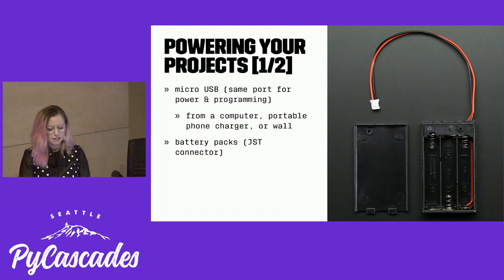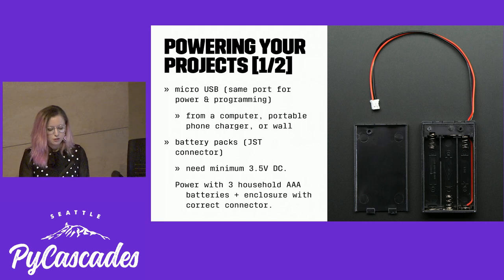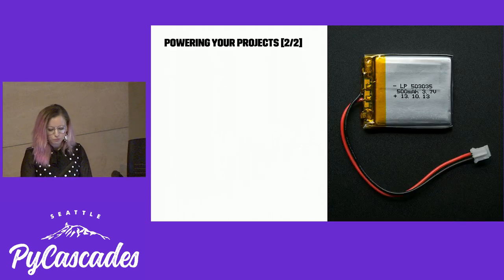For battery packs, they have to have a JST connector, and you need a minimum of 3.5 volts DC to power the Circuit Playground Express. Each AAA household battery is 1.5 volts, so if you put three of them together in the right enclosure with the right connector, that's a great option for powering your projects on the go.